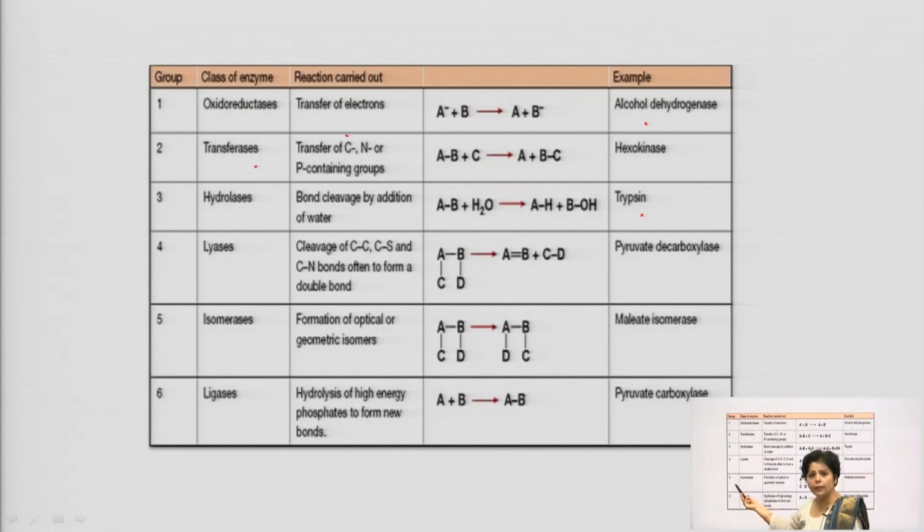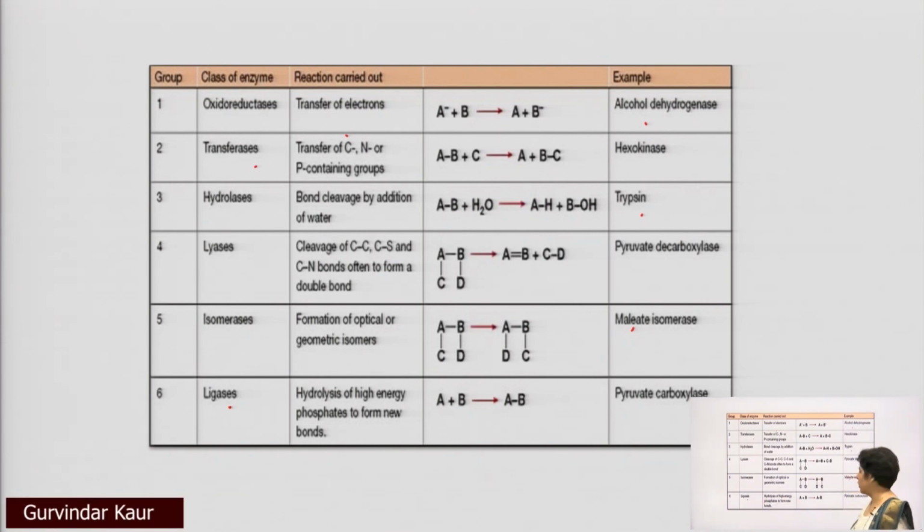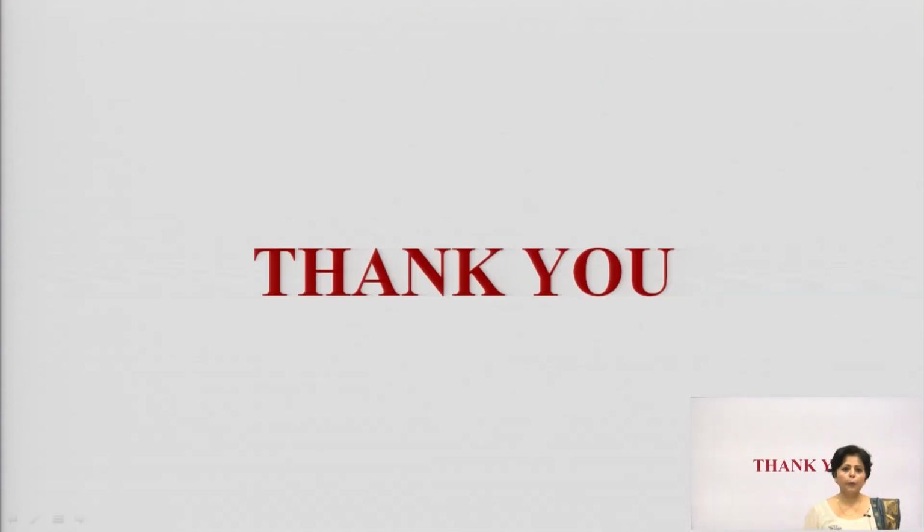The another one EC5 का था. EC5 is isomerase, that is the formation of an optical or geometrical isomer, जो isomerism कर रहा है. epimerism इसका example था. Biological system में इसका example देखेंगे. We have malate isomerase. And the last one, EC6, this is ligase, the hydrolysis of high energy phosphate to form a new bond, that is pyruvate carboxylase. Hope you understand this.